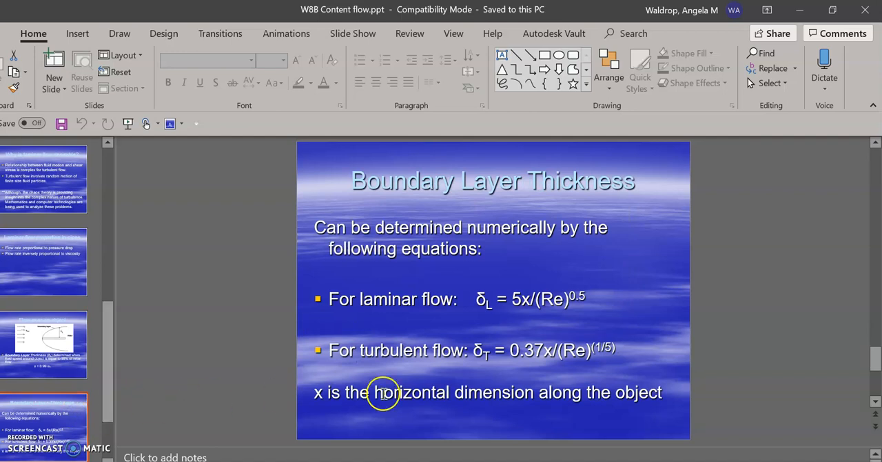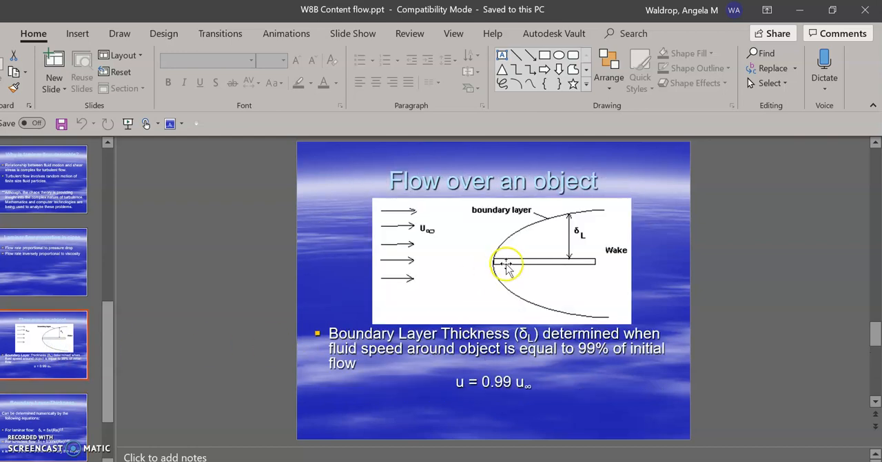Now, to calculate the boundary layer, it depends upon whether the flow is laminar or turbulent. So we've got 2 different equations here. The unit here is going to be either meters or feet, depending upon the system of measurement that you're working in. For laminar flow, we're going to take 5 times the x dimension, and that's the distance along the plate or along the object.